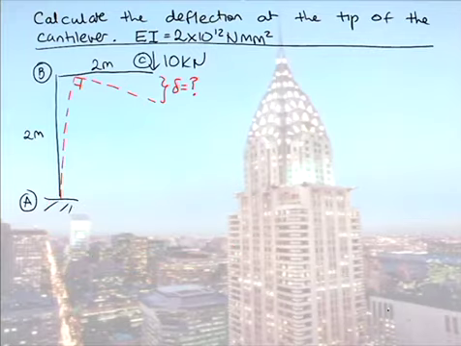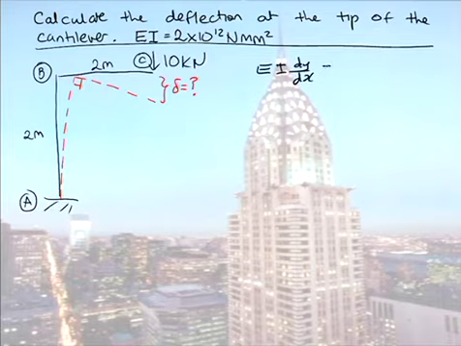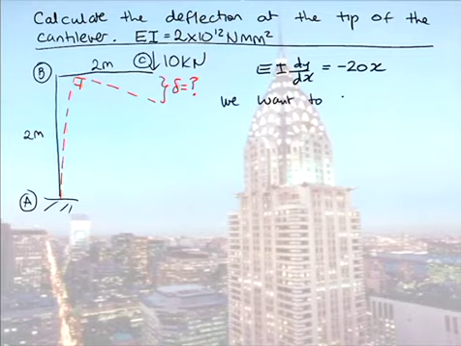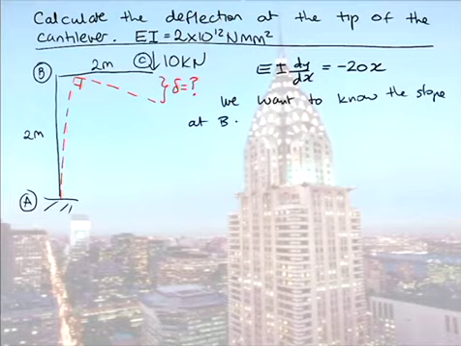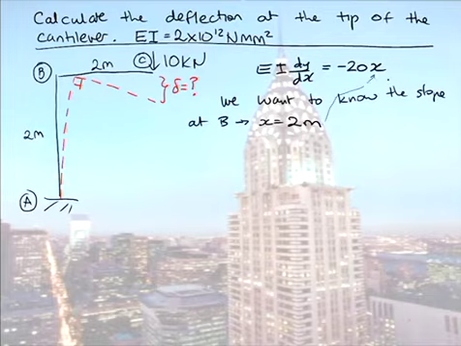Moving on, we have our expression for slope, dy dx, which we said was equal to minus 20x. What is it we want to know? We want to know the slope at B. B is when x is equal to 2 metres. So we need to substitute this 2 metres in here, and we'll get a value for the slope.